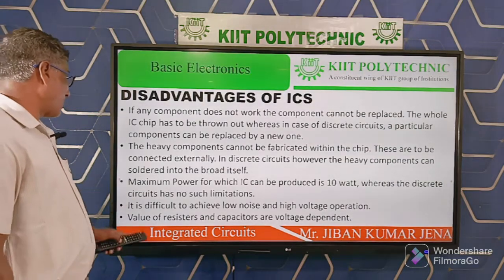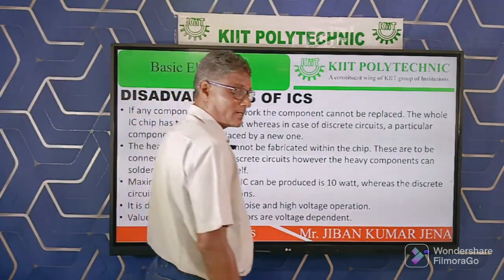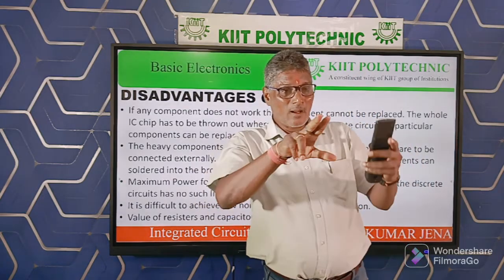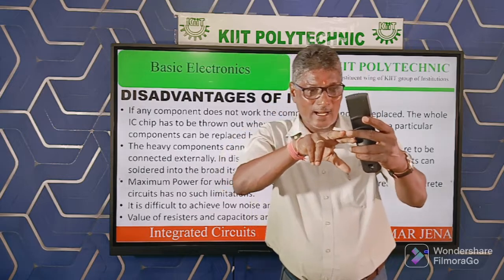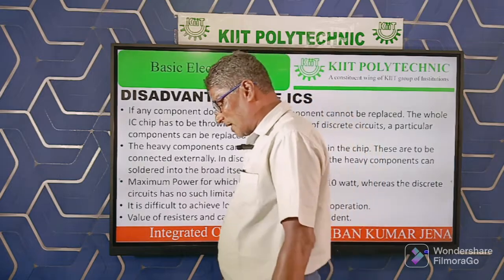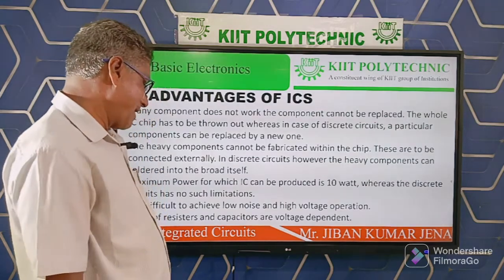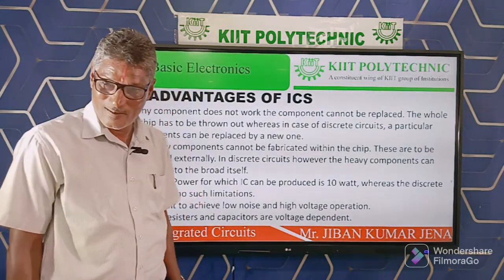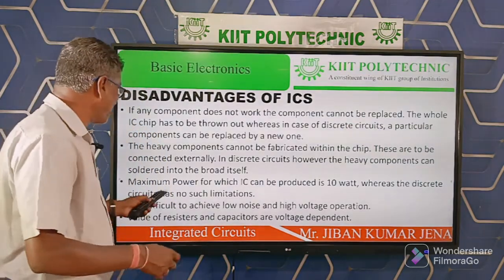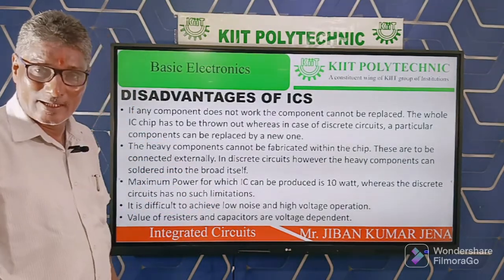Next point: it is difficult to achieve low noise and high voltage operation. So it is a vital and important point. You should note that in comparison to the discrete circuit, the integrated circuit cannot be used to obtain low noise and high voltage operation. In this case, it cannot be used. That is why it is difficult to achieve low noise and high voltage operation in the case of integrated circuits, or ICs.